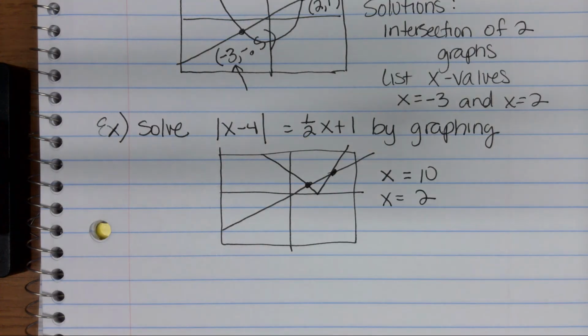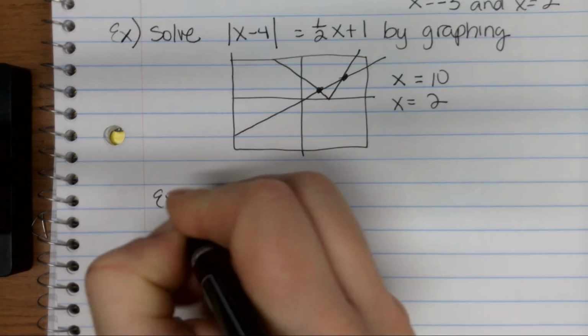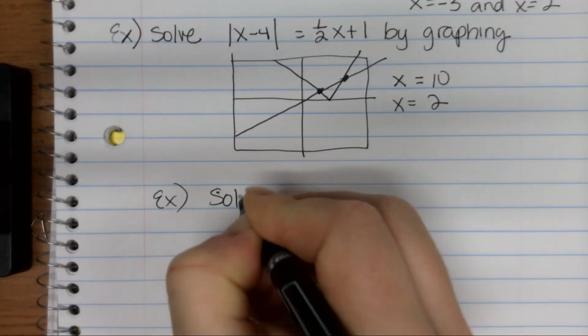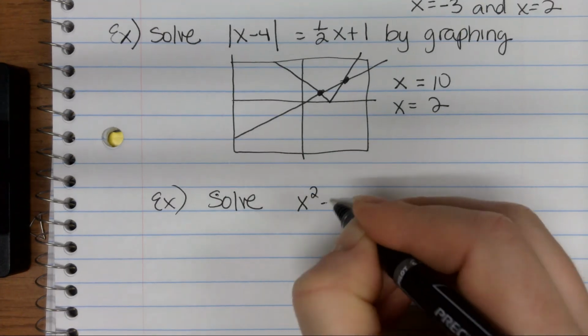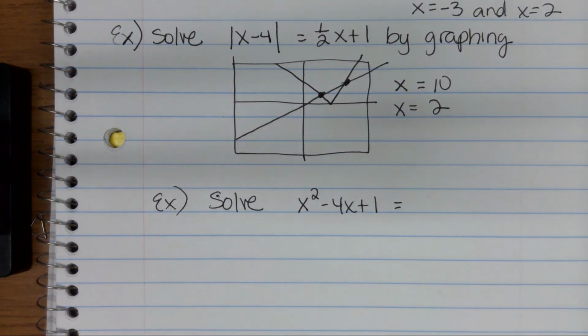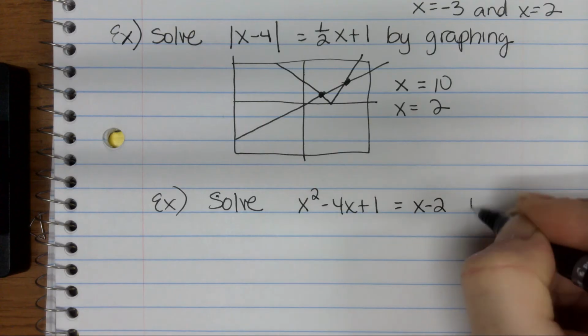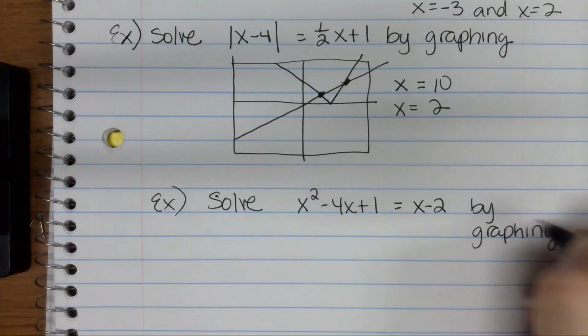Okay, are we good? I'm going to have you guys try one on your own for a second, just to make sure you can do it. These ones are not going to be perfect. These ones are going to be approximates. Okay, so we're going to solve x squared minus 4x plus 1 equals x minus 2 by graphing. Would you try that one, please?